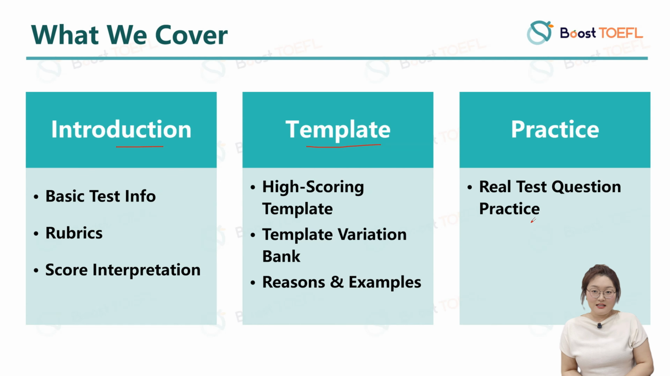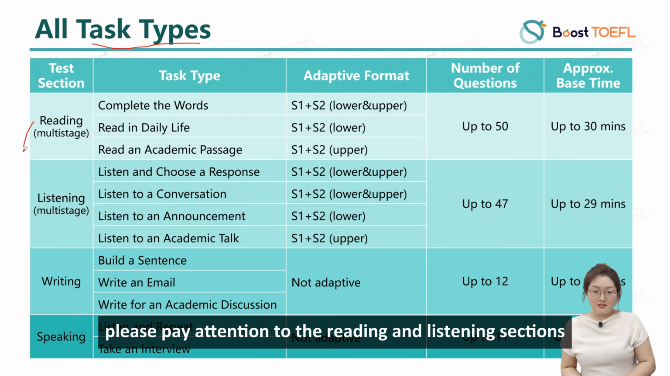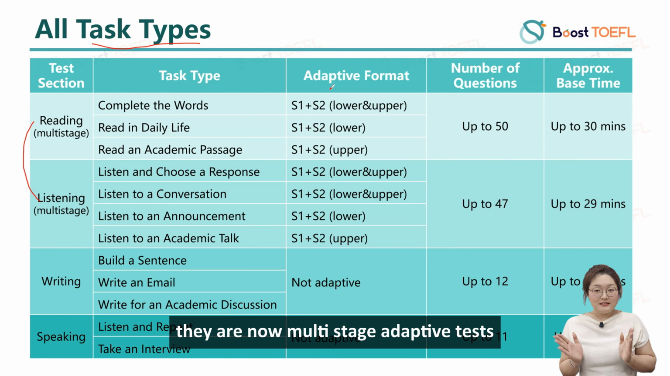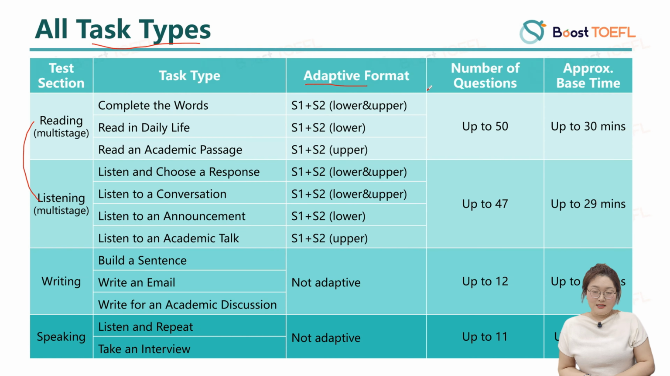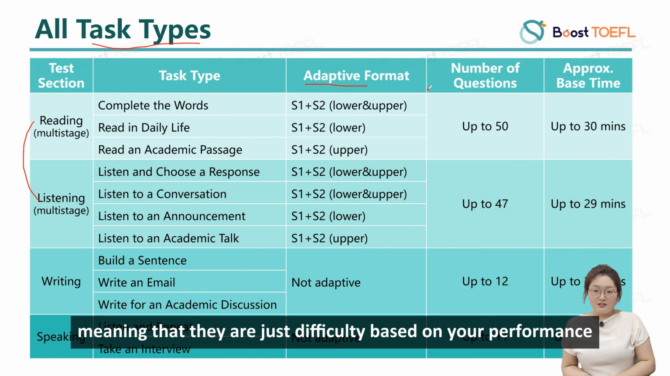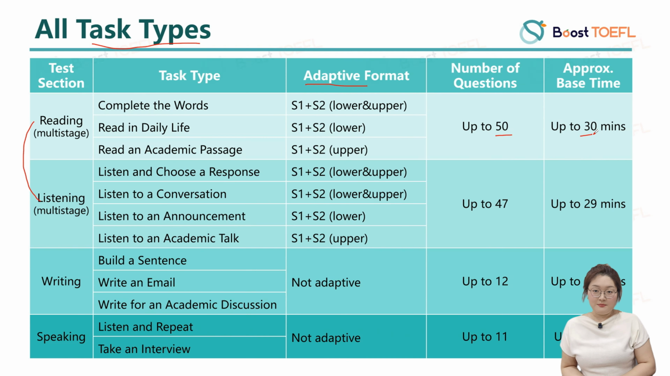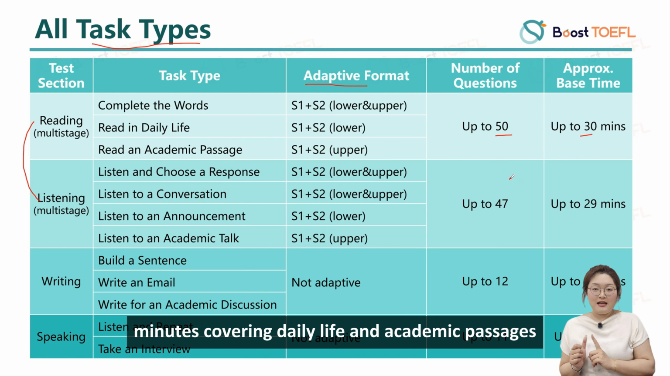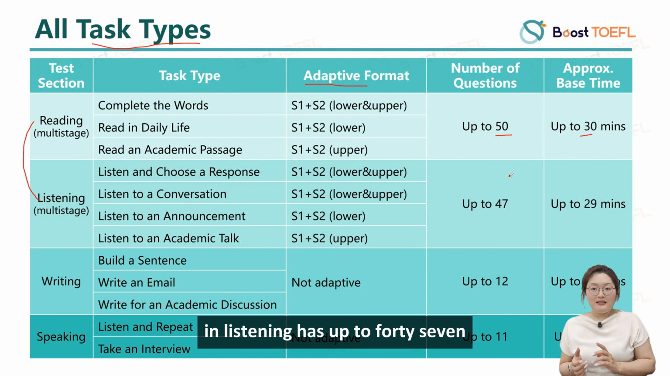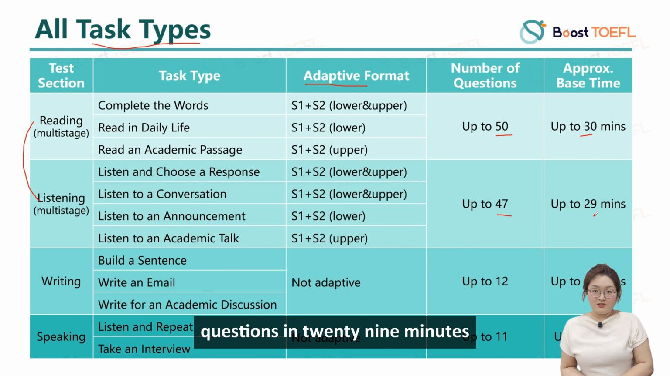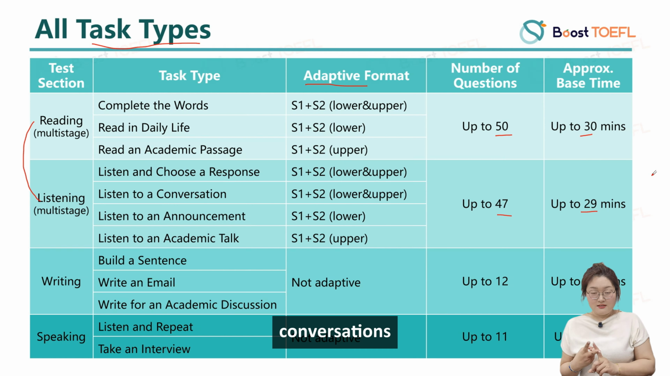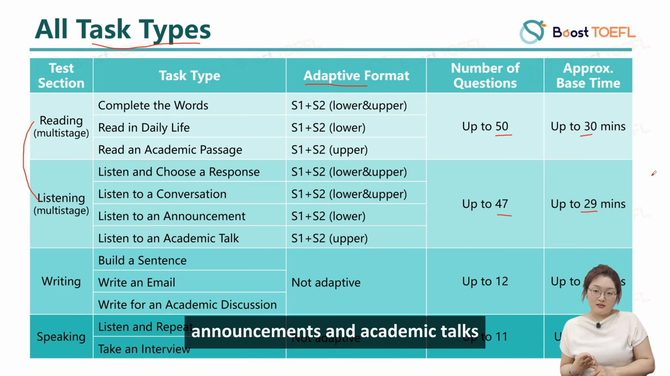Let's first quickly review all the task types in the new TOEFL IBT. Please pay attention to the reading and listening sections. They are now multi-stage adaptive tests, meaning that they adjust difficulty based on your performance. Reading has up to 50 questions in 30 minutes, covering daily life and academic passages. And listening has up to 47 questions in 29 minutes, including responses, conversations, announcements, and academic talks.